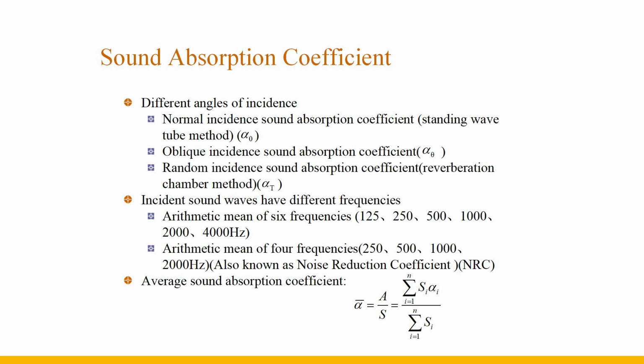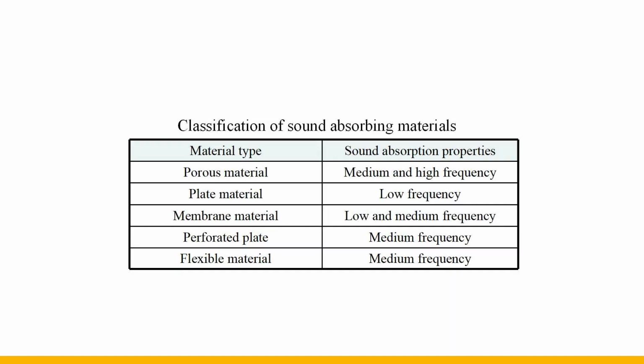The porous material combined with the air layer can improve the low-frequency absorption capacity. The combination of perforated plate, porous material, and air layer can improve the absorption capacity of its frequency band. The combination of the membrane material and the air layer can improve the low-frequency absorption ability. The sound absorption principle of porous sound-absorbing materials is that when sound waves enter the interior of the material along the pores, the air in the voids vibrates.